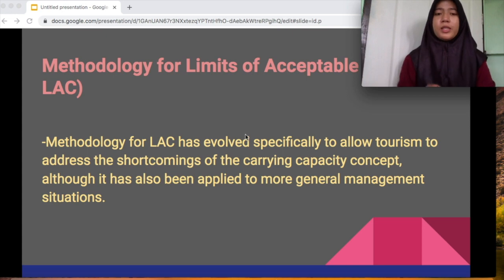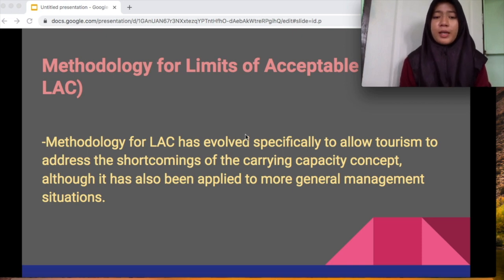The first methodology is for limit of acceptable change, or LAC. This methodology for LAC was developed specifically for tourism to address the shortcomings of the carrying capacity concept, although it has also been applied to more general management situations. LAC is a methodology that accepts that change is inevitable, but sets limits on what degree of change is acceptable.